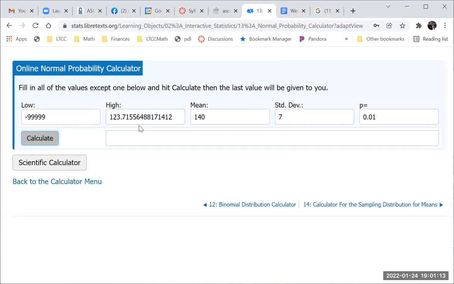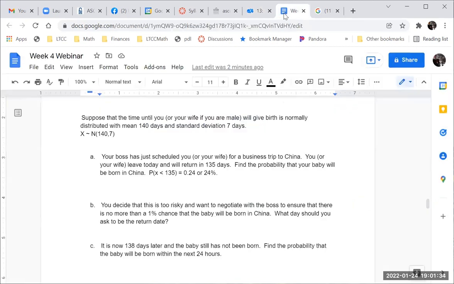123.7. And if we want no more than a 1% chance, then you need to return on day 123. You need to round down. There's a special case where you don't use the rules of rounding because you don't want to push a little bit over 1%. You want to make sure it's less than 1%. So that means return on day 123. Any questions on that?